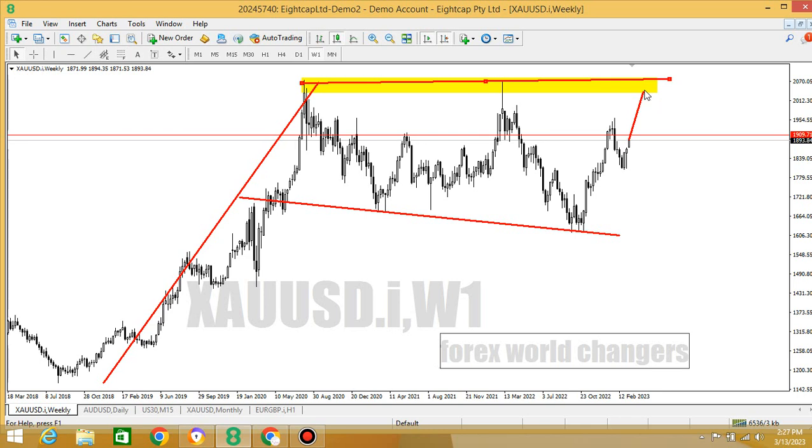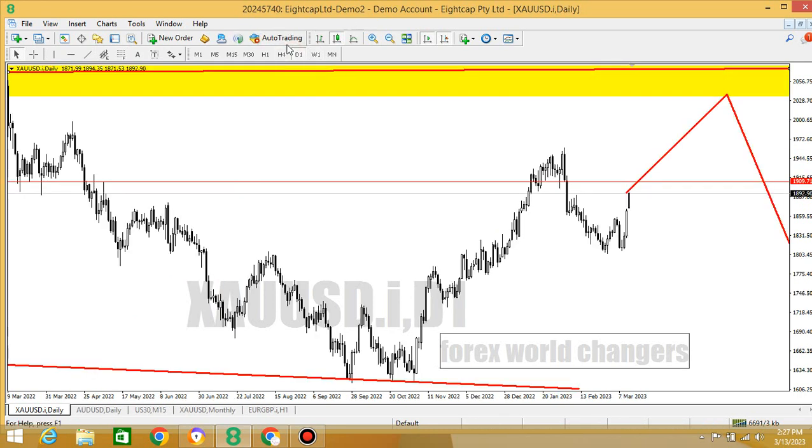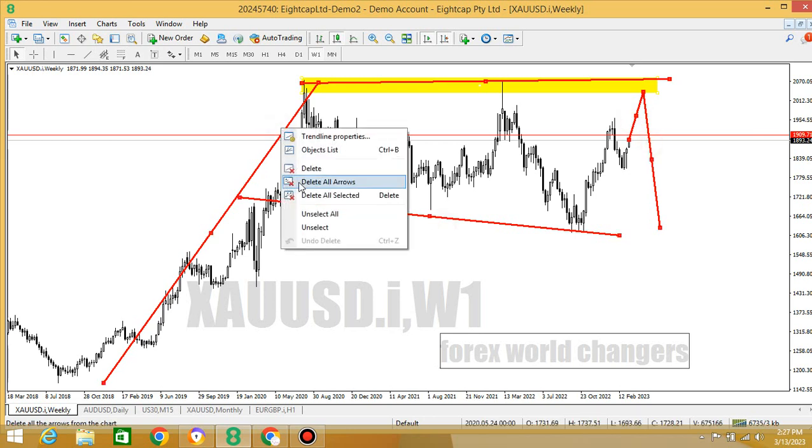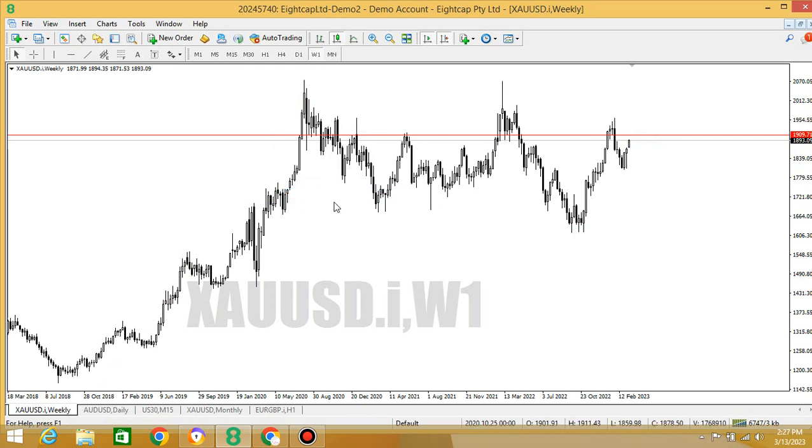So for now I just have this idea that the price might go up, so you don't know if it's going to go up or break this point or reverse here or decide to have a breakout. So right now I have an understanding that for now it's just going up. But let's go to the lower time frame now. Let me delete this here. Okay, so that's what I have now.